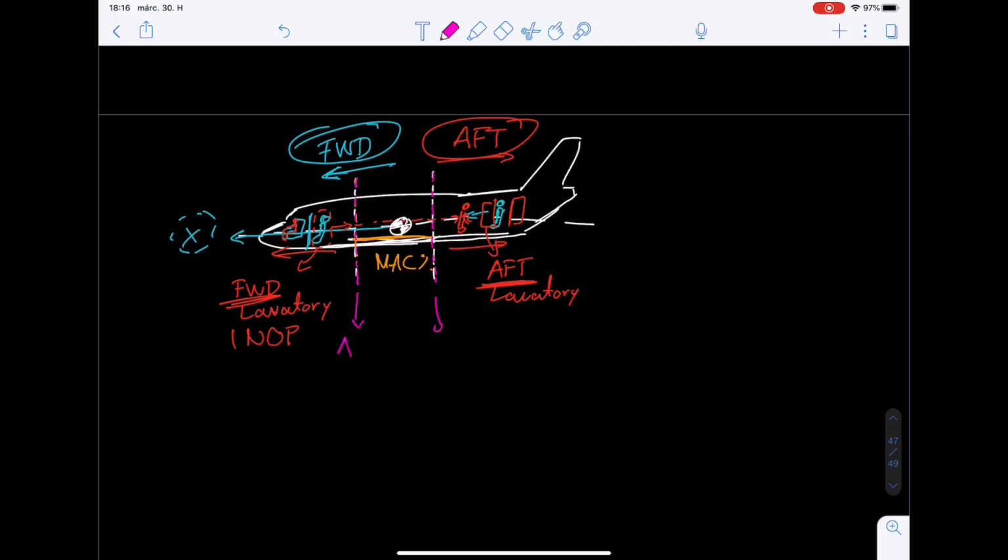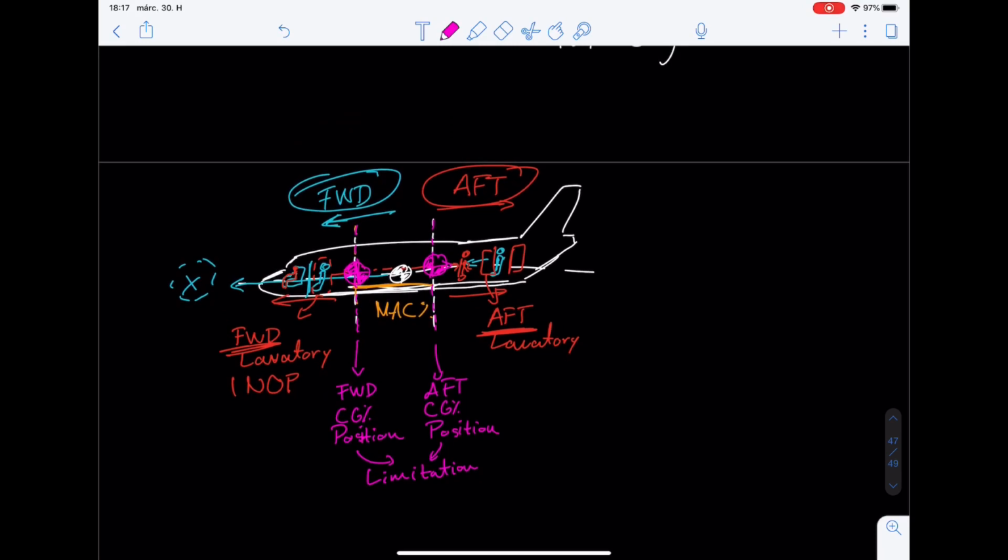And if we have forward and rearward lavatory, we also have a forward and aft CG position. So this would be the forward CG position, center of gravity, and is given in percentage position or limit, and the aft CG position, and these are limitations. So the aircraft center of gravity during loading cannot be more forward than this position and cannot be more aft than this aft CG position, right?